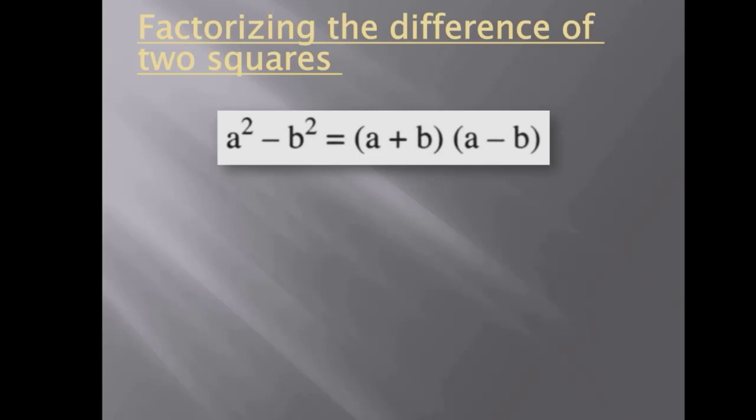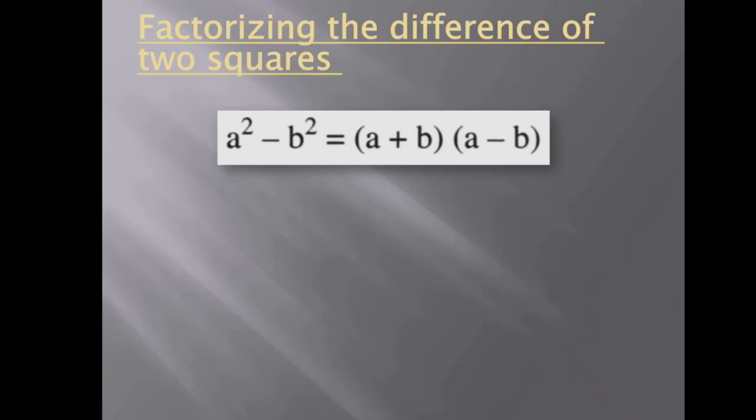So we make two brackets like this and take the square root of the first term, the square root of a power 2 equals a. Distribute a into the brackets, a and a. And the square root of the second term, b power 2, equals b. Distribute b in the second term. And the first bracket takes positive and the second takes negative.